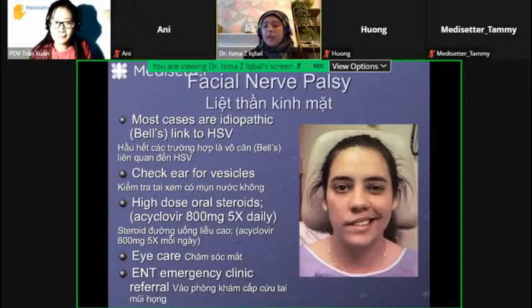And the steroid would be oral prednisolone at 0.5 to 1 milligram per kilogram to be taken once a day in the morning.